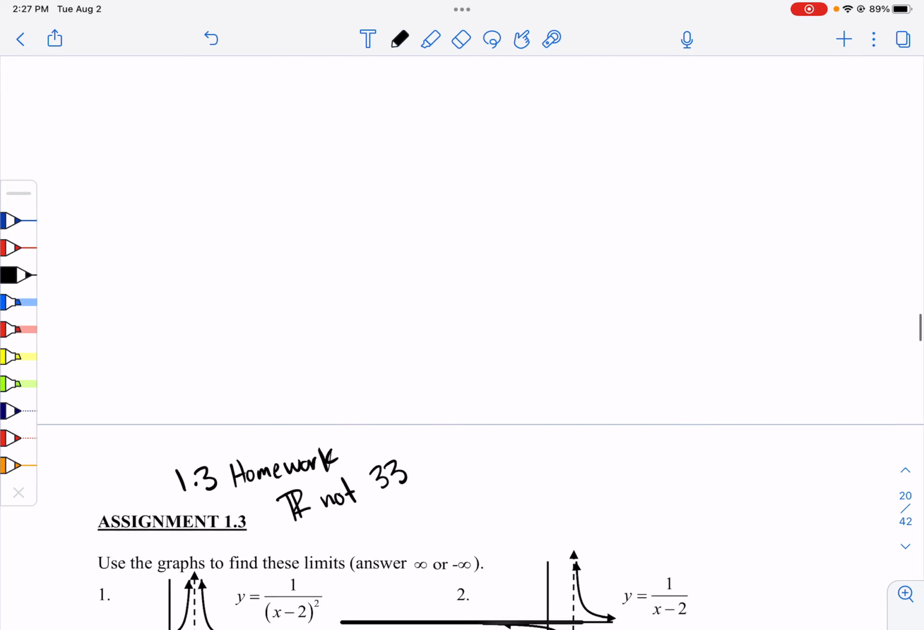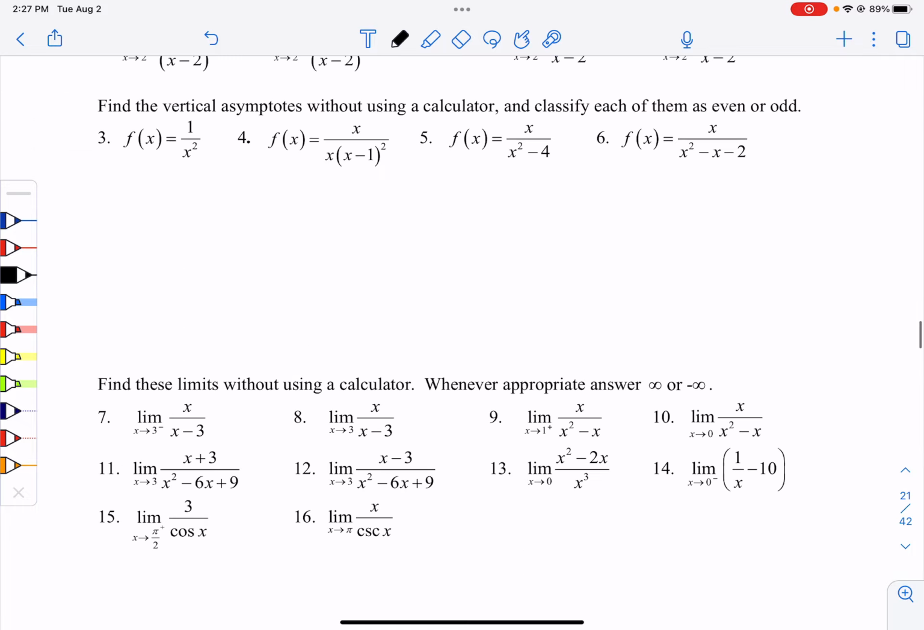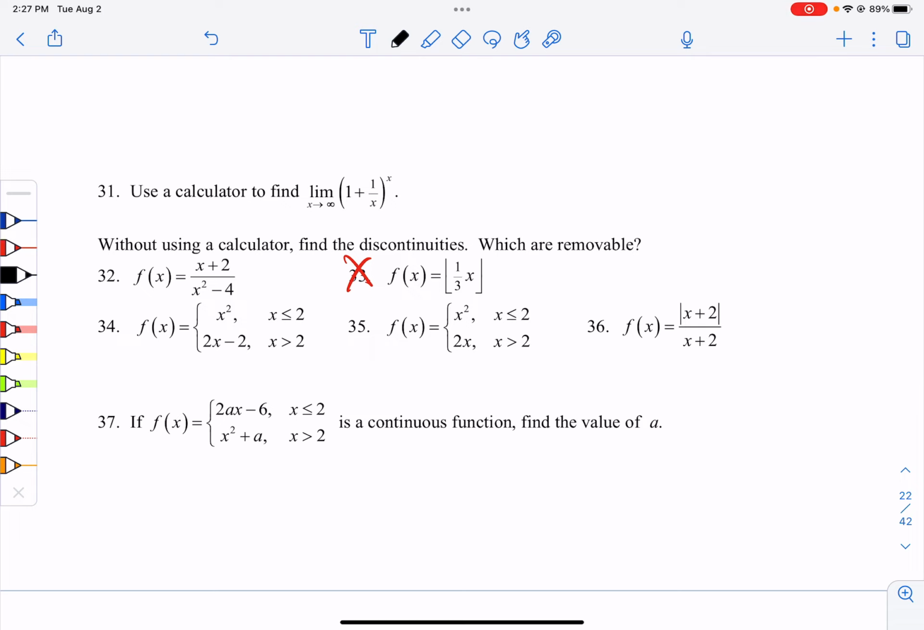Okay, as for the homework, 1.3 homework, all the numbers in 1.3, I want you to do all the problems, but I don't want you to do 33. 33 uses that function that we are avoiding because we don't use it in this class.